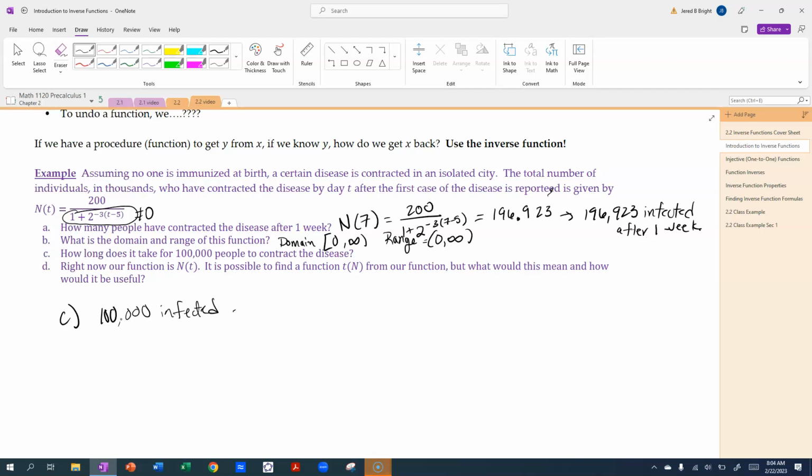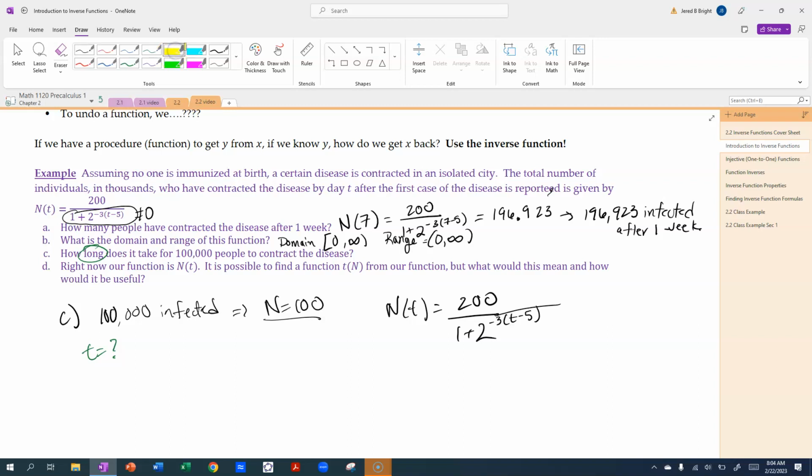And so what this really means is that n is equal to 100, okay? And notice it says how long, right? This is asking for a certain time, the number of days, perhaps. And so what I'd have to do is use this information, but I'd have to say, okay, my n of t function, I'm just going to copy it down here, 200 over 1 plus 2 to the power of -3t minus 5.